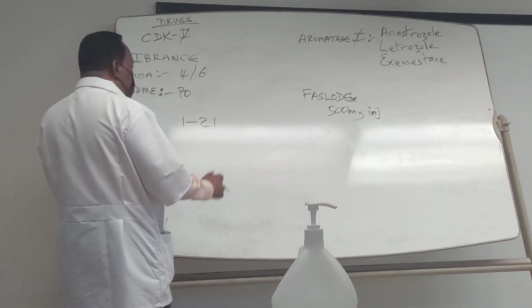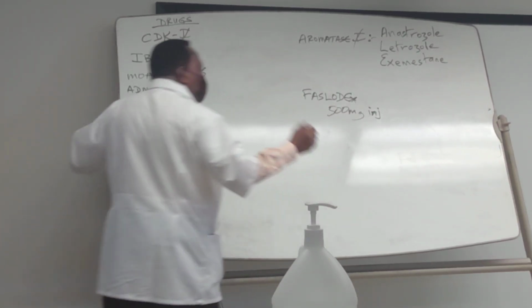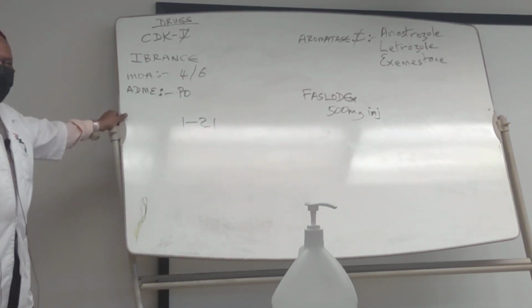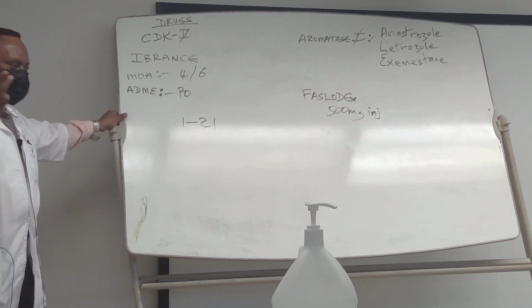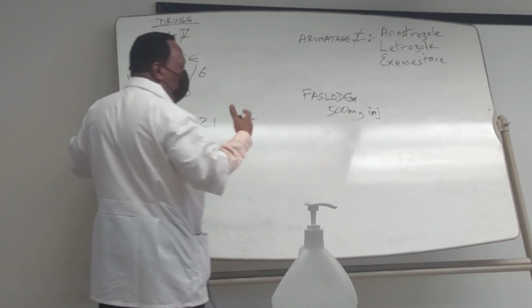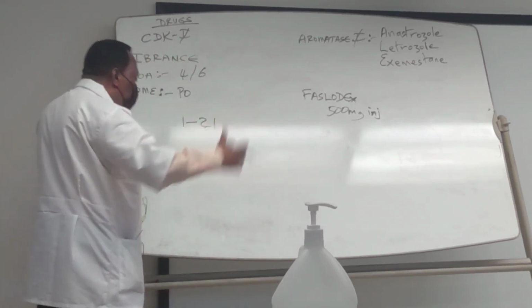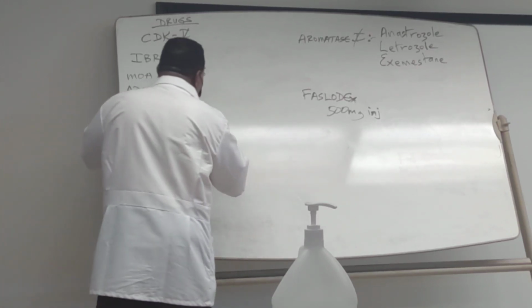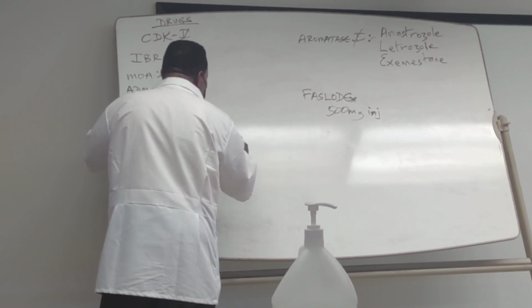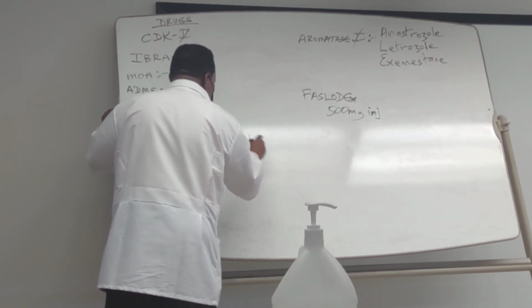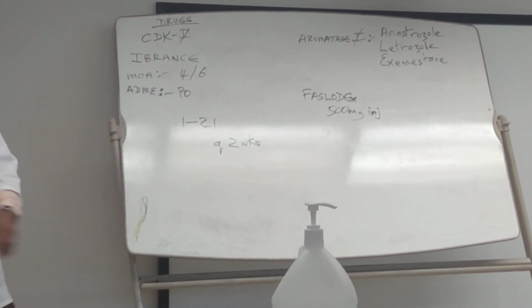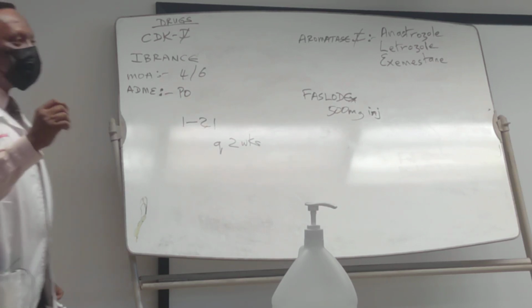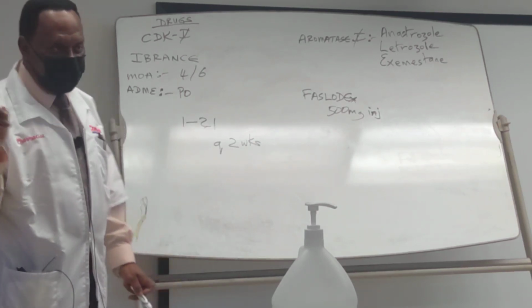Okay, and then for the first 3 doses of Faslodex, which will be just like a loading dose, you'll be giving the Faslodex every 2 weeks. Okay, for the first 3 doses. And then after that, you'll be giving the Faslodex once a month.